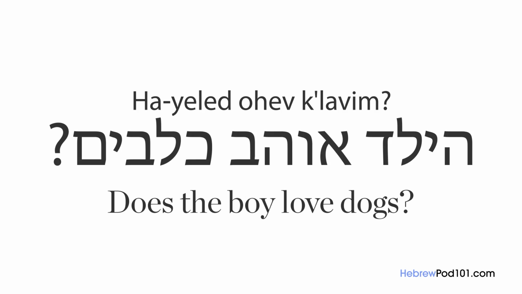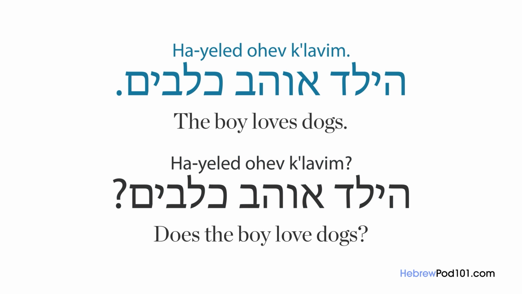Let's hear the boy loves dogs as a question. הילד אוהב כלבים? Let's hear the difference between the normal sentence and the question. The normal sentence is הילד אוהב כלבים. The question is הילד אוהב כלבים?